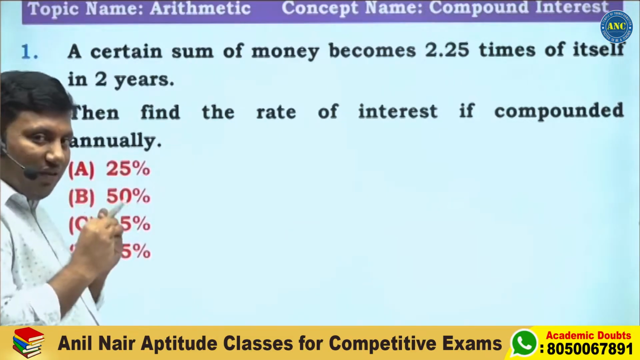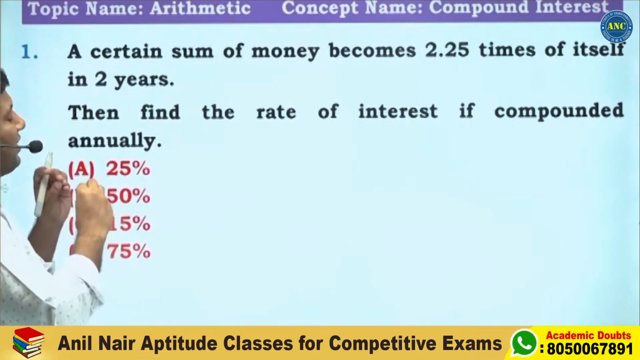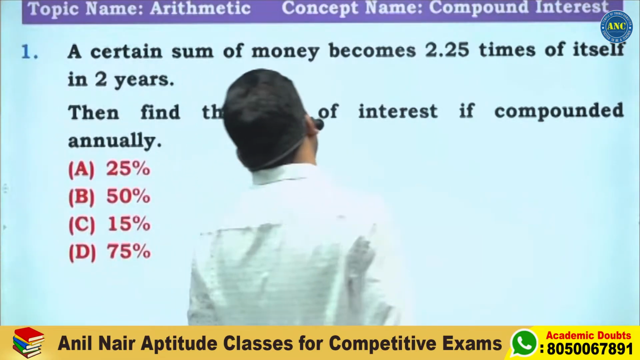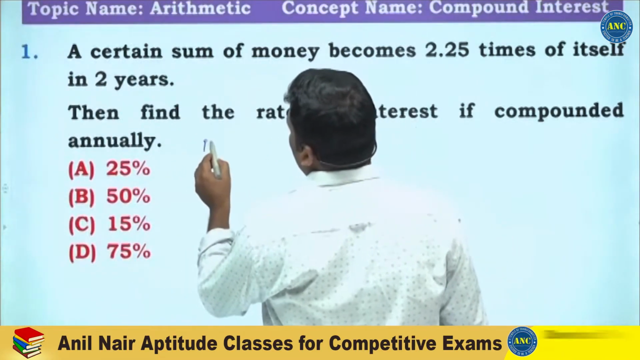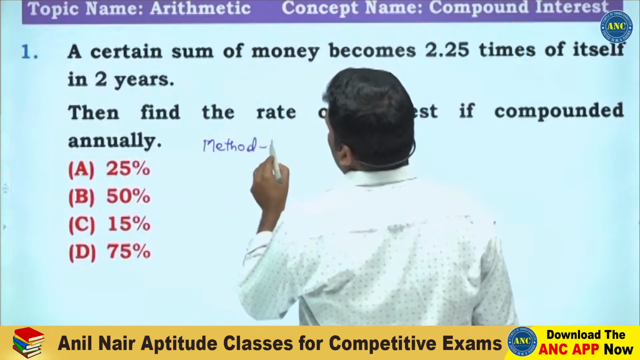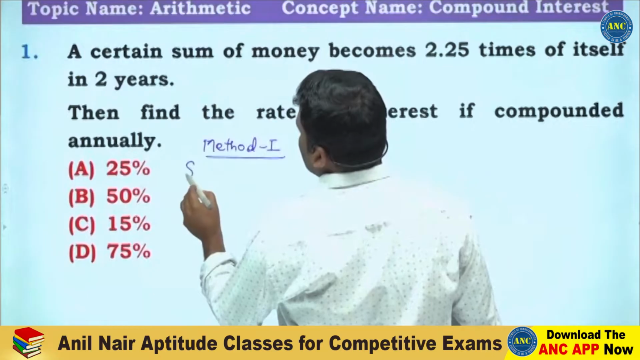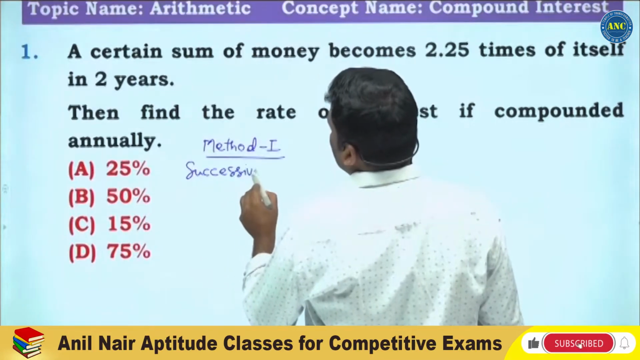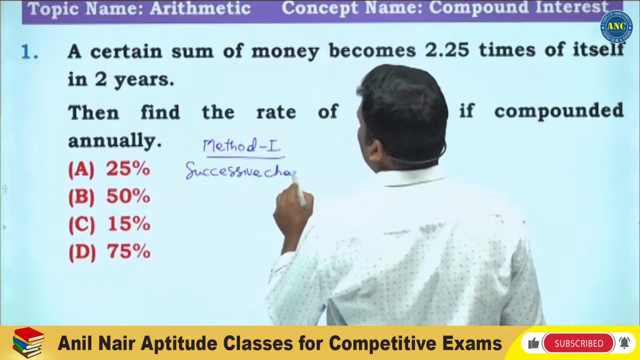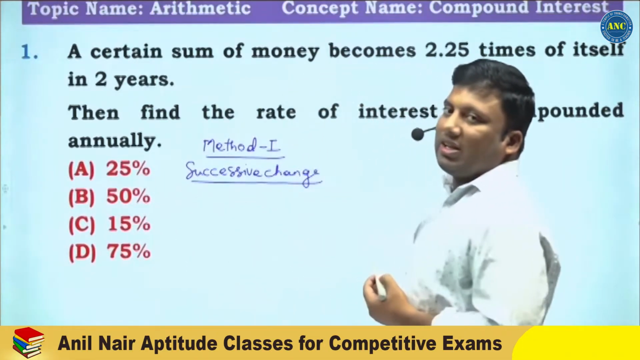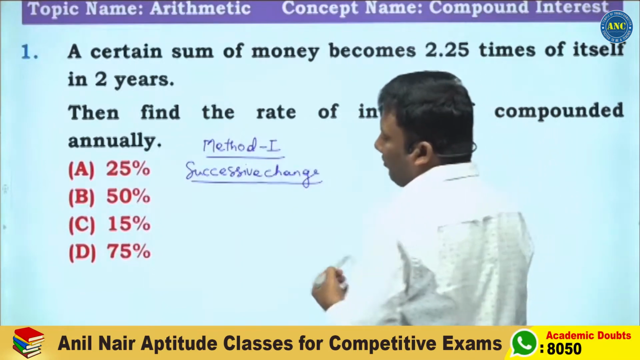Question is, in rate of compound interest, a certain sum of money is becoming 2.25 times of itself. Method 1. If I take the successive change method, depending upon your comfort, you take any method. Successive change method.